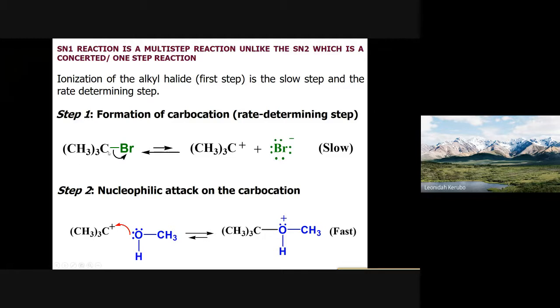So the formation of the carbocation is the rate determining step. So this is what happens. So you have the tert-butyl bromide.